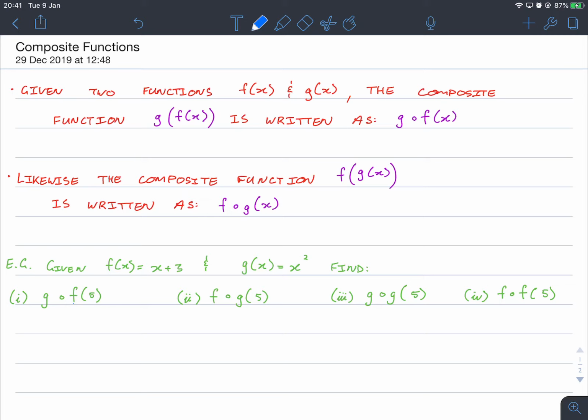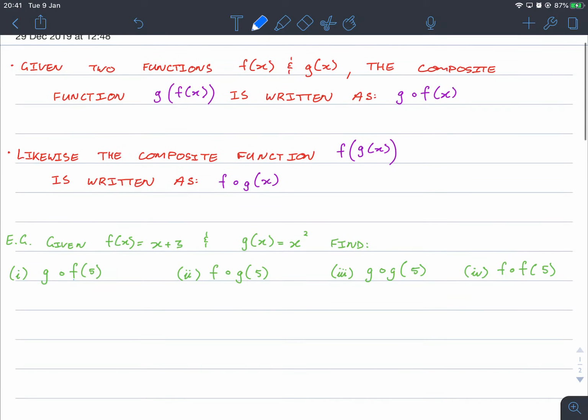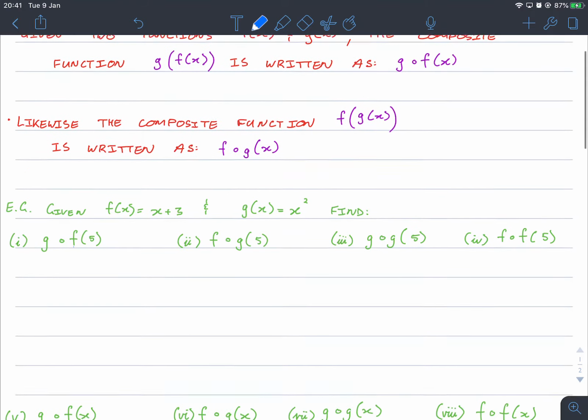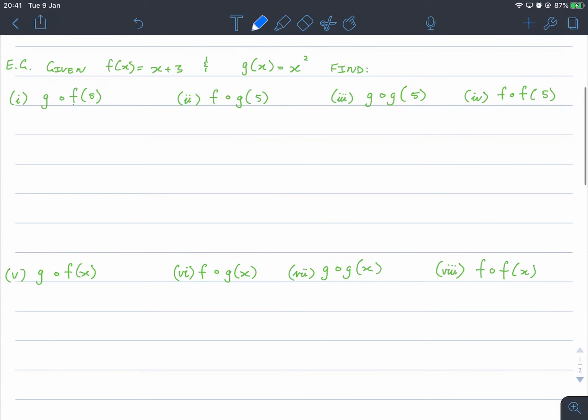Given two functions, or three or more, the composite function g of f of x is written as g little circle f of x. I've sometimes heard this as "goth". Likewise, the composite function f of g of x is written as "fog", or f of g. So let's get into a few examples here. It's very straightforward, so I hope you can follow along.